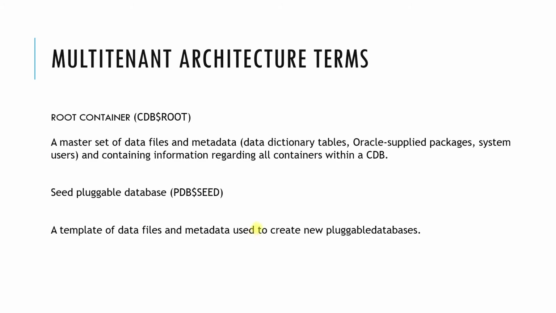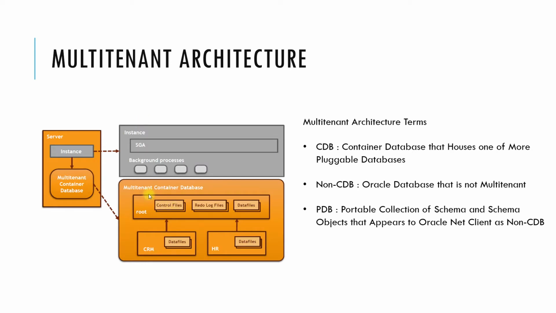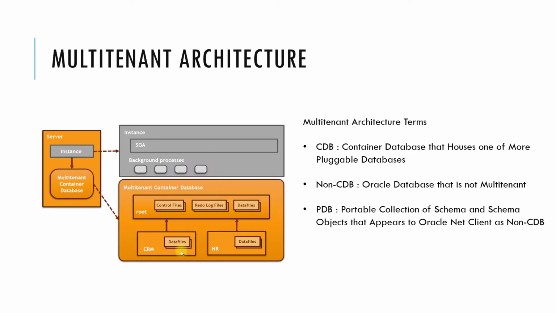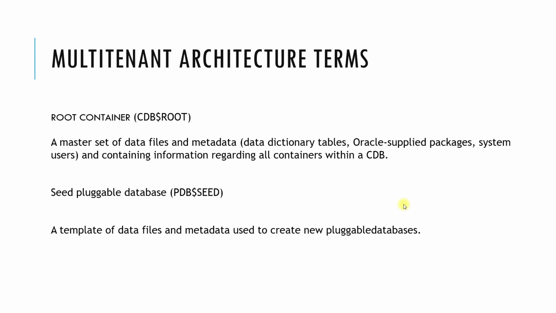So moving on. The multi-tenant architecture terms: CDB root, as I already said. This is a root. At code level, it is called CDB$ROOT, so you need to make sure that you remember this. It has the master set of data files and metadata, as I already said: data dictionary tables, Oracle supplied packages and system users, and it contains information regarding all the containers within the CDB. So the root has all the information of what is plugged into it. As I said before, the root contains the metadata of all the pluggable databases as well, but does not contain their data. You need to remember that.